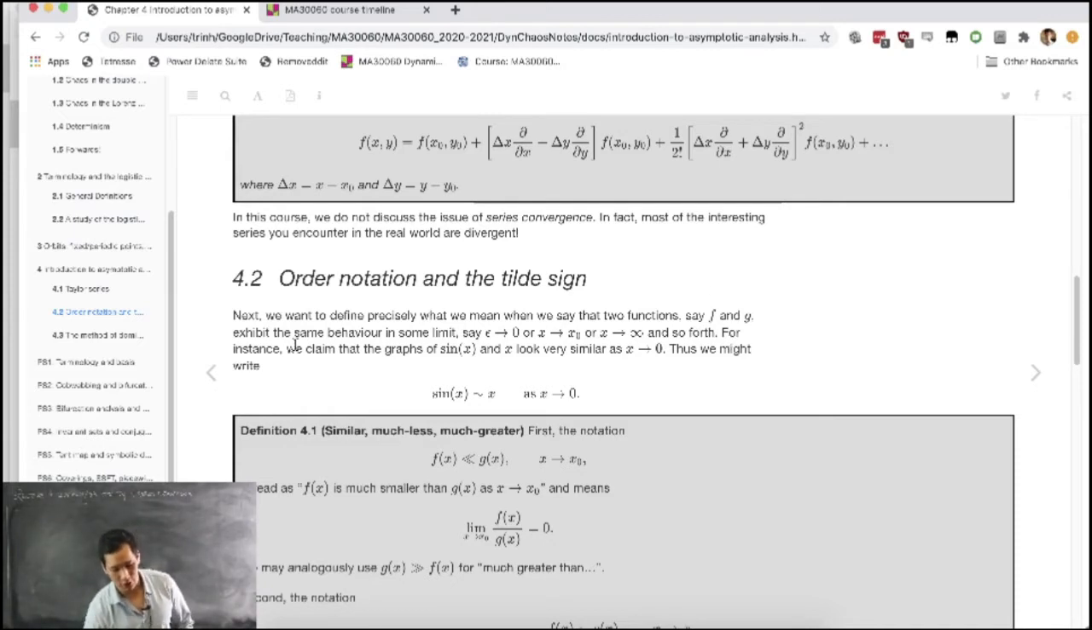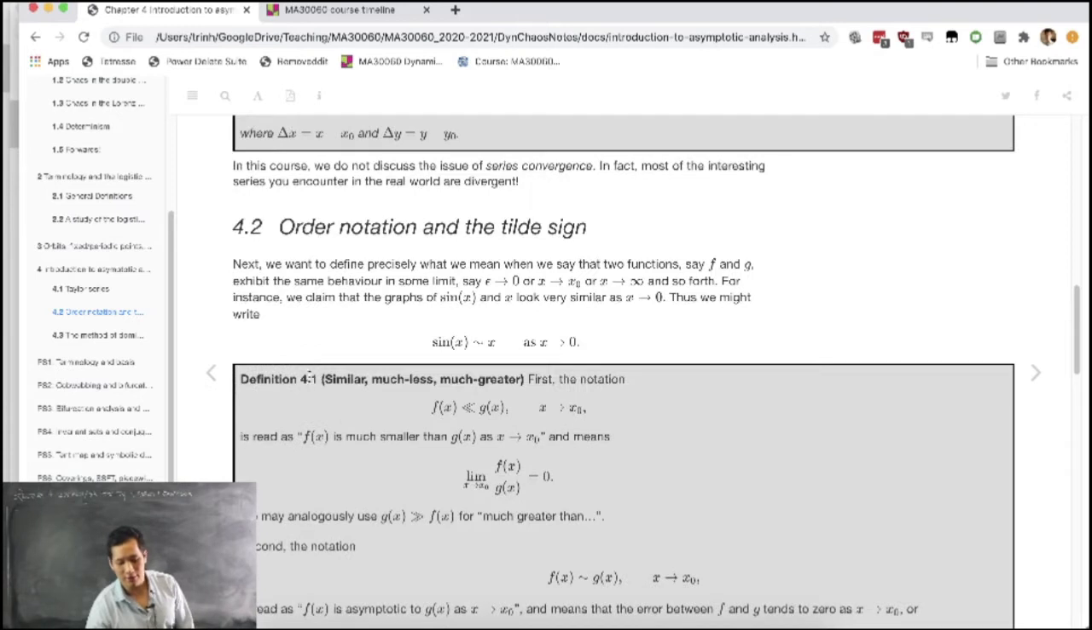It says essentially we want to define precisely what we mean when we say that two functions, say f and g, exhibit the same behavior in some limit, say epsilon tending to 0, or x tending to x naught, or x tending to infinity. So for a given limit, you want to somehow express that f is behaving like g, or that it's much larger than g, or that it's much smaller than g in that limit. And that's going to inspire this definition 4.1 of these different notations.